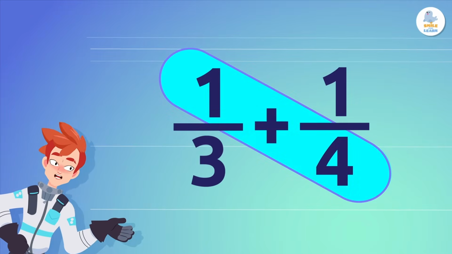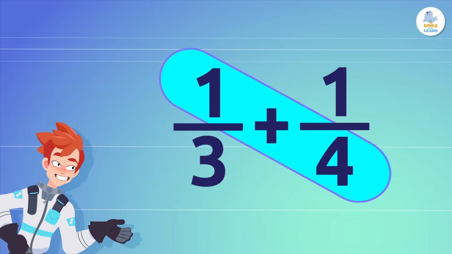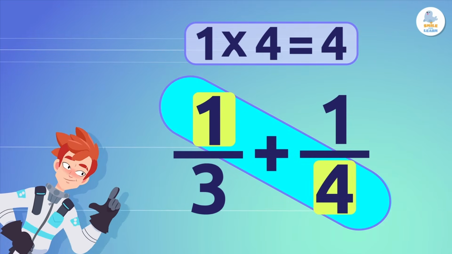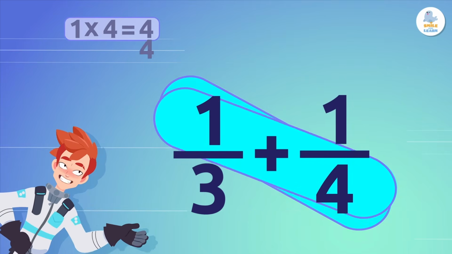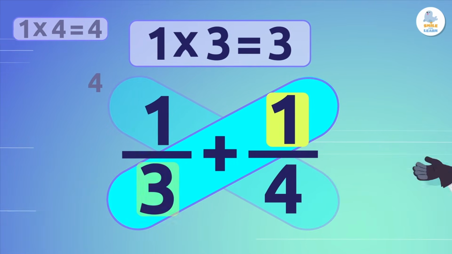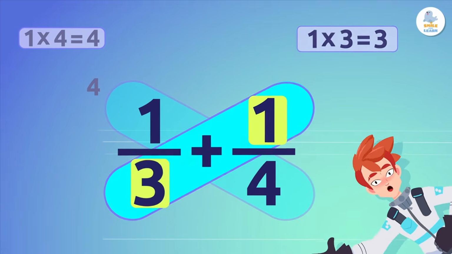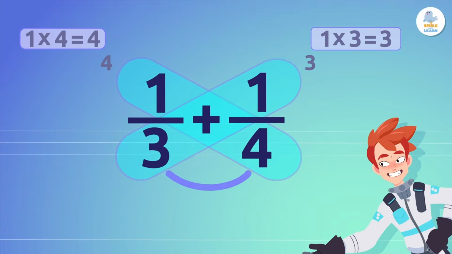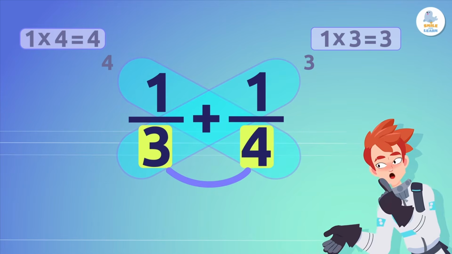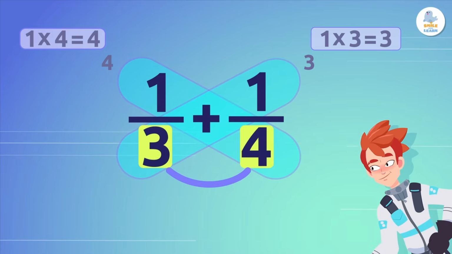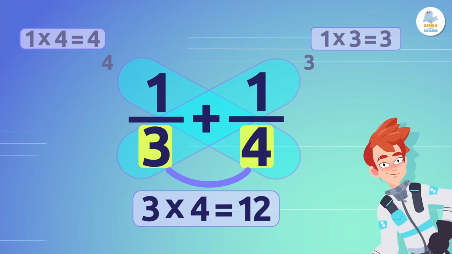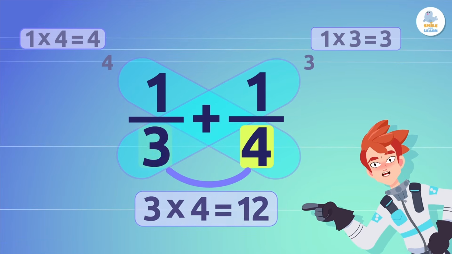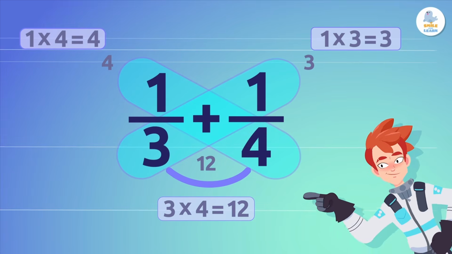First, we start with the butterfly wings and cross multiply. So we multiply 1 times 4, which gives us 4. We write it down here. 1 times 3 equals 3, and we write it down here. Then we multiply the denominators to get the base of our butterfly. In this case, 3 times 4 is 12, which is the denominator of our answer.